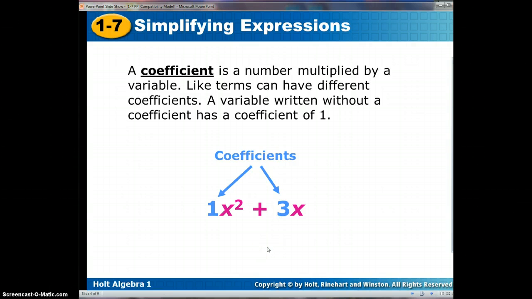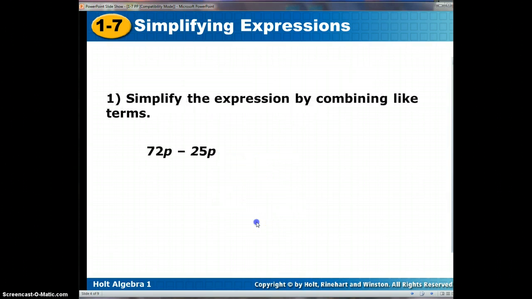Are these like terms? Well, this has an x and this has an x. So they both have the same variables, but this one is raised to the second power. This one is raised to the first power. They do not have the same powers. They have to have both, the same variables raised to the same powers, to be like terms. These would not be like terms.